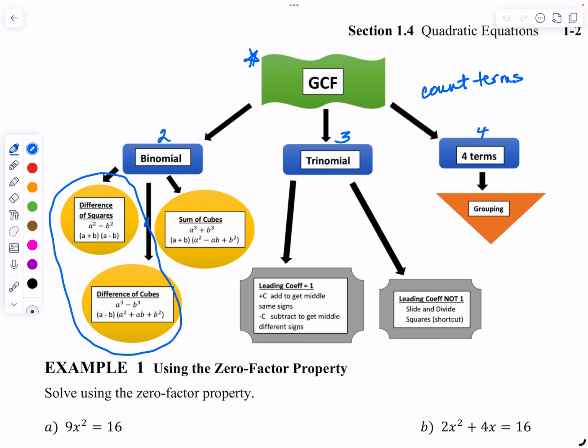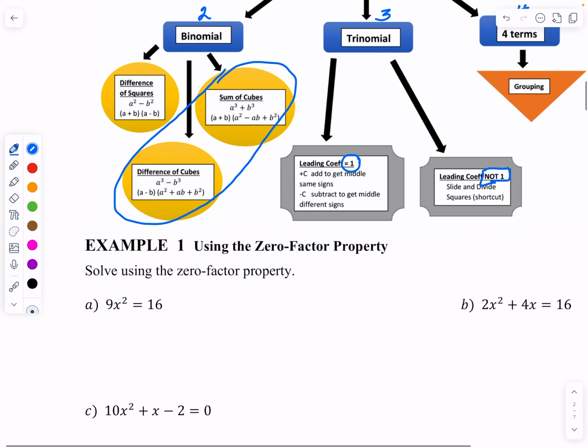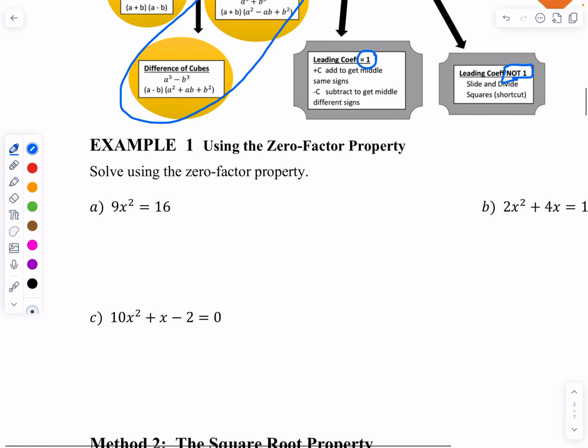That's okay. I'll erase. So I meant to circle these guys. The sum and difference of cubes. Those are the ones that are the same. So either you have squares or cubes, essentially. And then our trinomial, you either have a leading coefficient of 1 or one that is not 1. And then for 4 terms, we just use grouping. So let's just work a few of these 3.